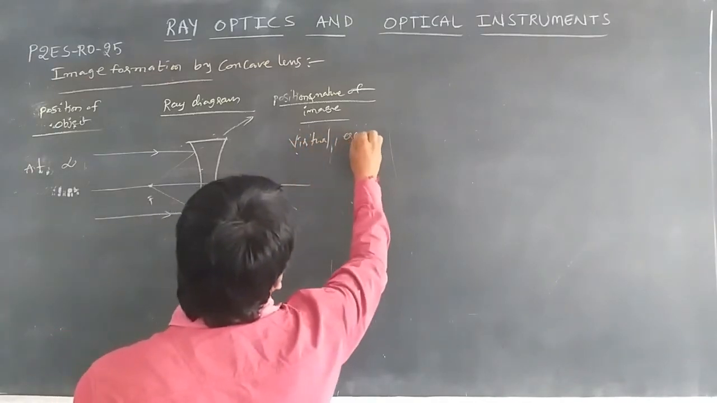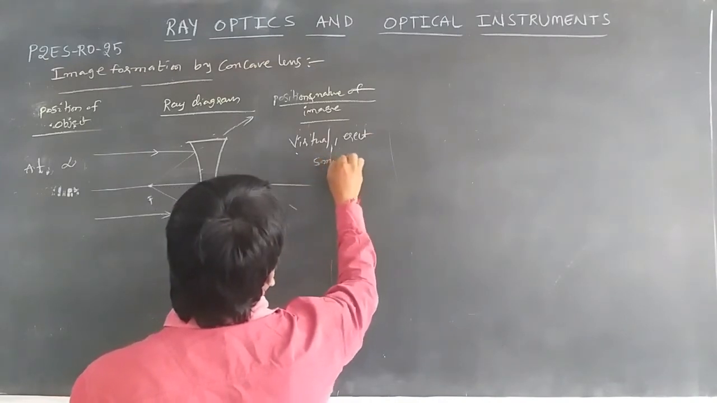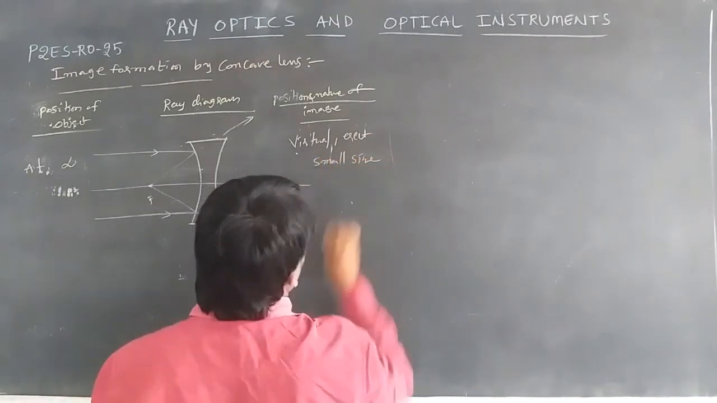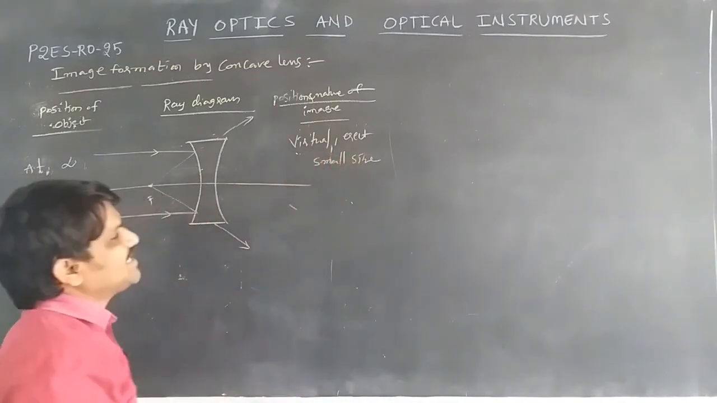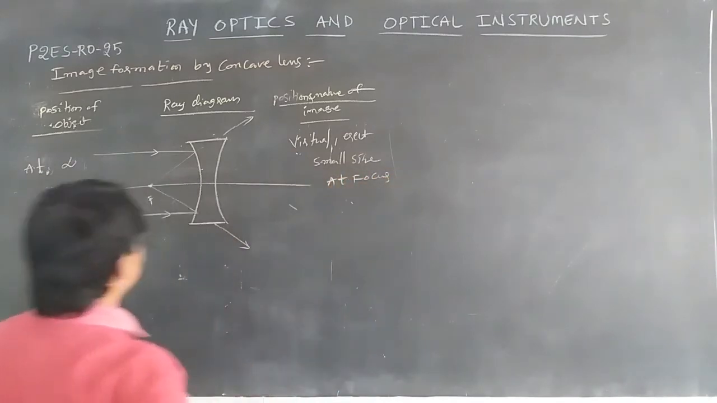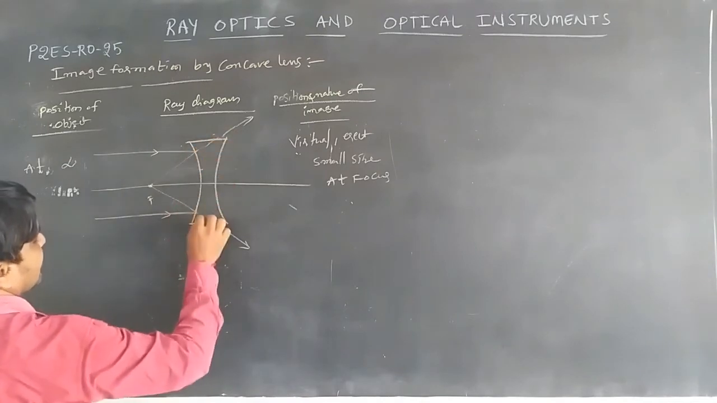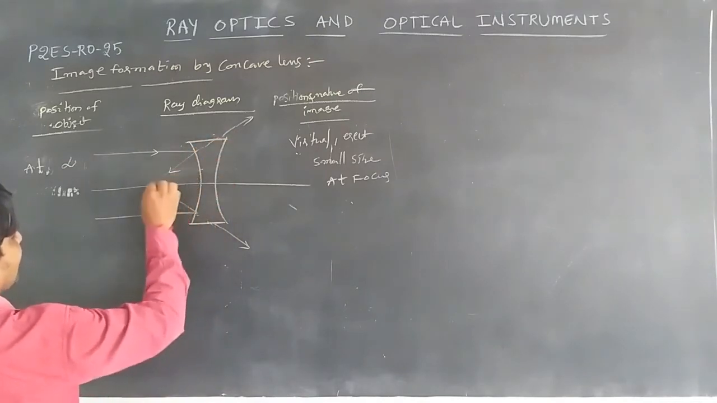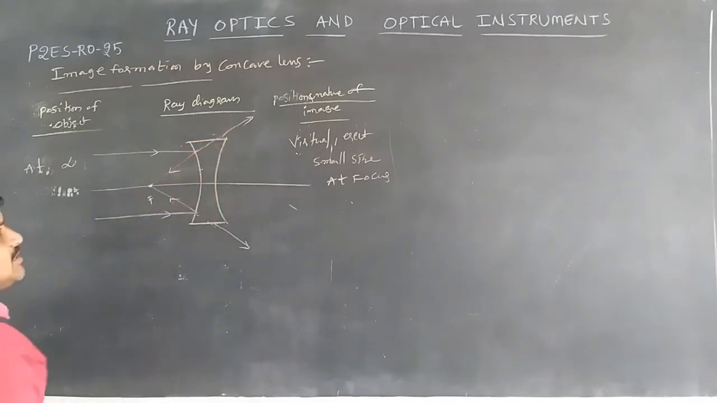The image will be virtual and erect, and small in size, a diminished image, formed at the focus. It is a diverging lens; concave lenses are called diverging lenses.